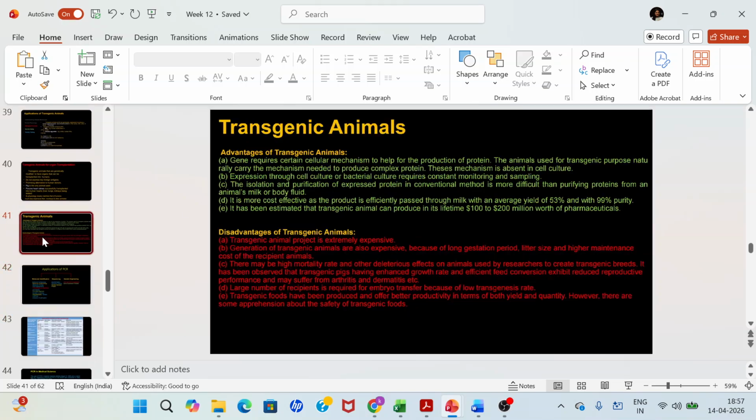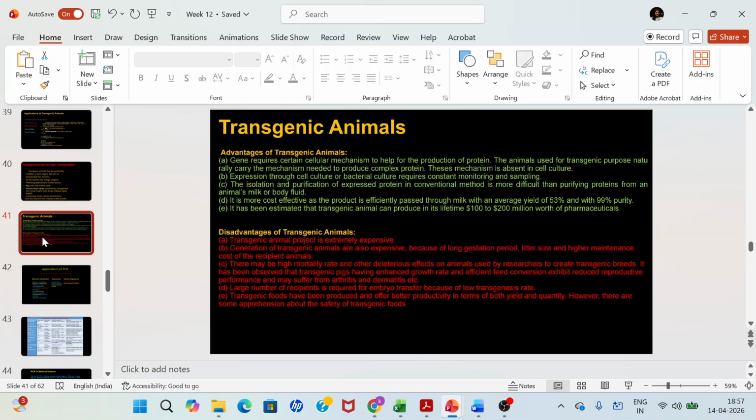Actually, we didn't discuss the disadvantages of transgenic animals. It is a very expensive process to make transgenic animals. Generation of transgenic animals is expensive because the gestation period is long, the litter size is small, and there is high maintenance cost of the recipient animals.